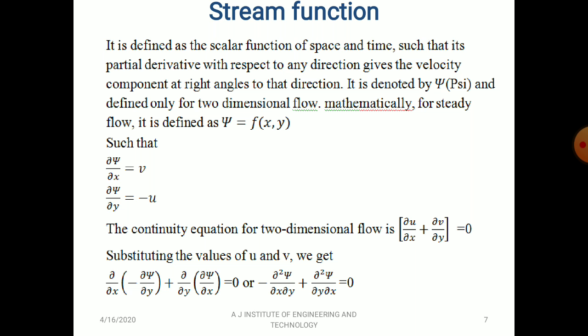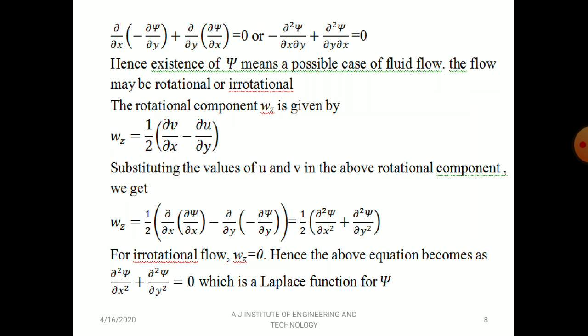Now we have the values of u and v from the stream function, so we can substitute in the continuity equation and get the expression as ∂/∂x in place of u, that is minus ∂ψ/∂y. So ∂/∂x into minus ∂ψ/∂y plus ∂/∂y into ∂ψ/∂x, because v is equal to ∂ψ/∂x, equal to 0. Or we can simplify, then we get minus ∂²ψ/∂x∂y plus ∂²ψ/∂y∂x equal to 0. Hence the existence of ψ means a possible case of fluid flow.